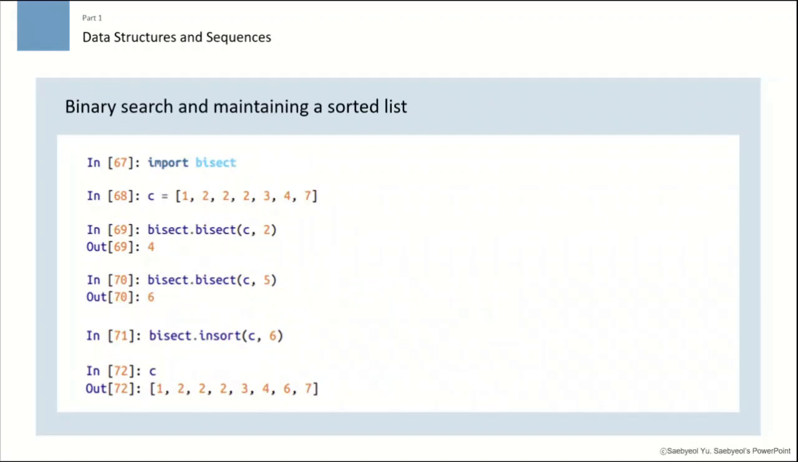The built-in bisect module implements binary search and insertion into a sorted list. bisect.bisect finds the location where an element should be inserted to keep it sorted, while bisect.insort actually inserts the element into that location.